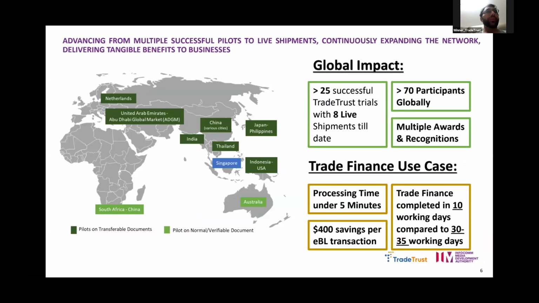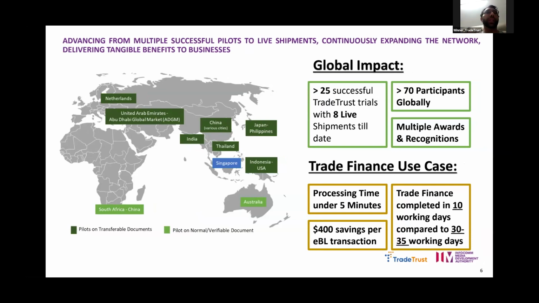So over the last few years, we have advanced from multiple successful pilots to live shipments. We have concluded more than 8 live shipments with over 25 successful TradeTrust trials. We've worked with over 70 participants globally and been recognized internationally with numerous papers and awards.